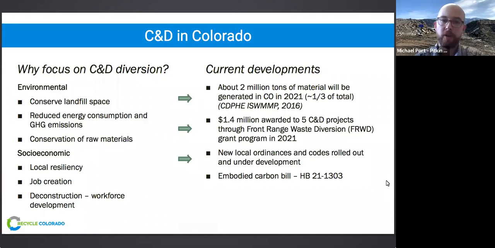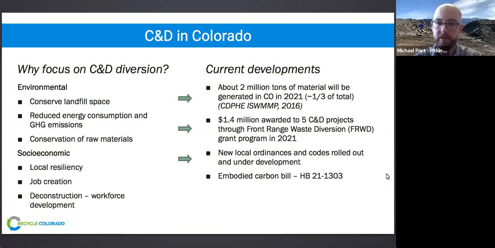So why are we focusing on C&D diversion? Well, first of all, it will help us reach our statewide recycling goals. As most of you know, we're lagging behind not only the US, but our statewide waste diversion goals. We're at about 15%, 16%. And with C&D being such a big portion of our waste stream, if we can better divert these materials from the landfill, that'll really help our overall state recycling rate.